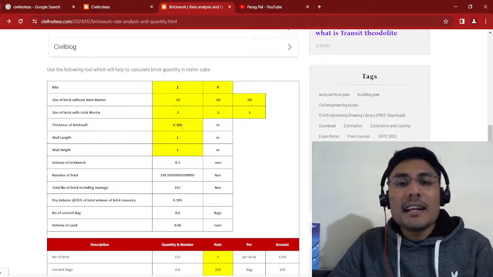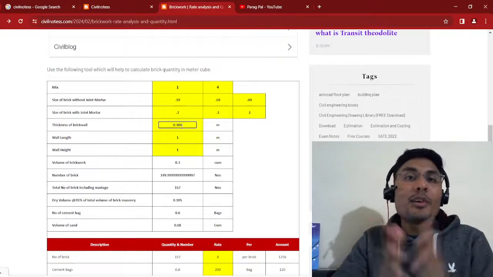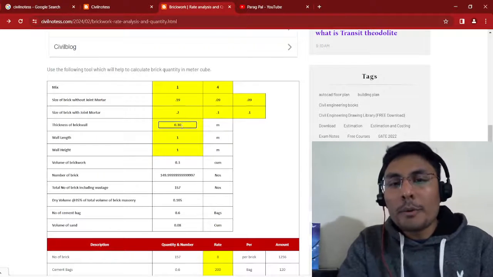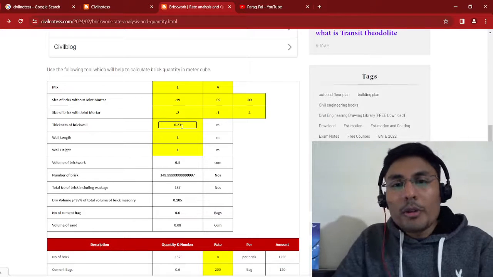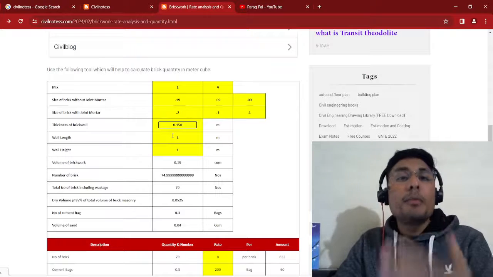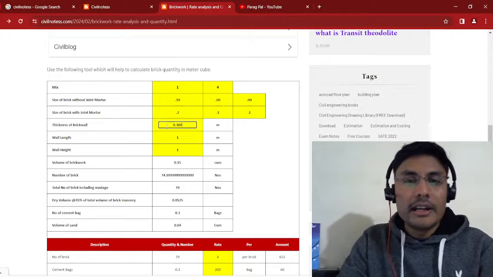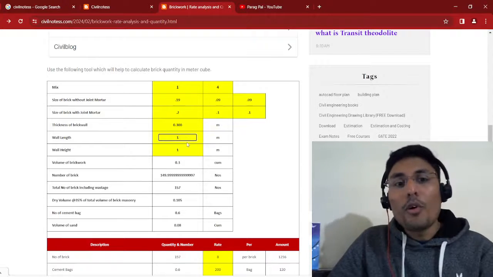After that, let's understand what the thickness of your wall is, what the thickness of the brickwork is that you are going to construct. That is 300 mm I am considering. Most people might consider 0.230, and most people will consider 0.150, so whatever thickness of your brick wall, you can just put into it. So I am putting 0.300. After that, let's put the wall length and the wall height.